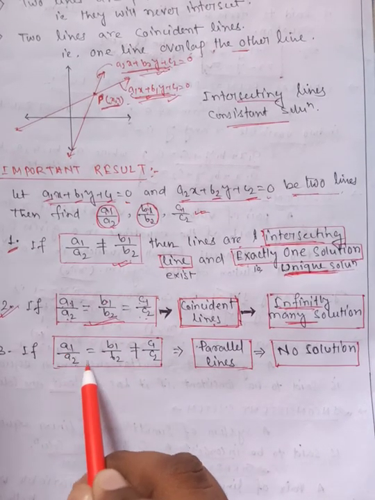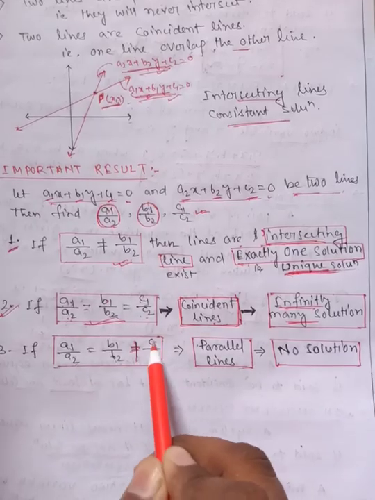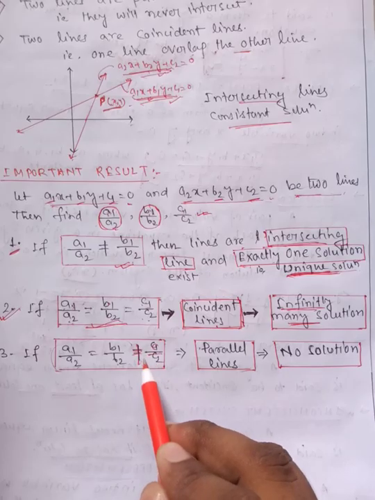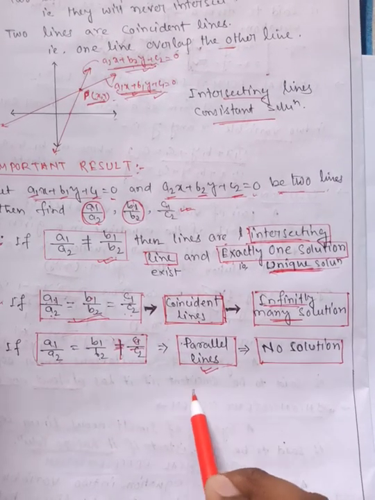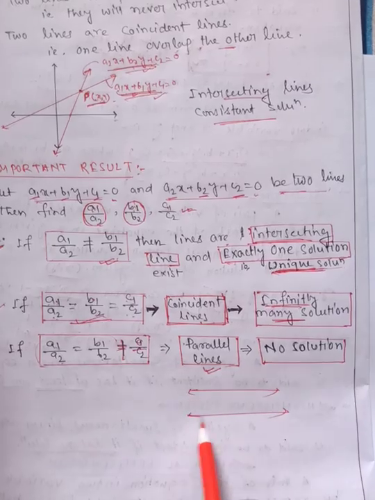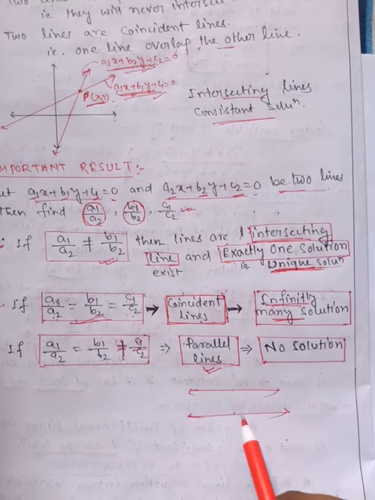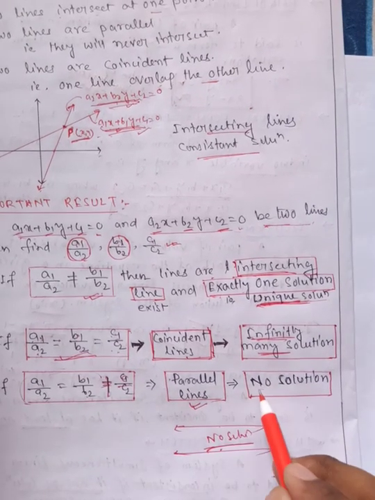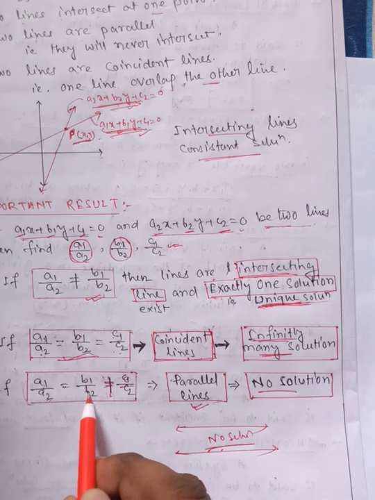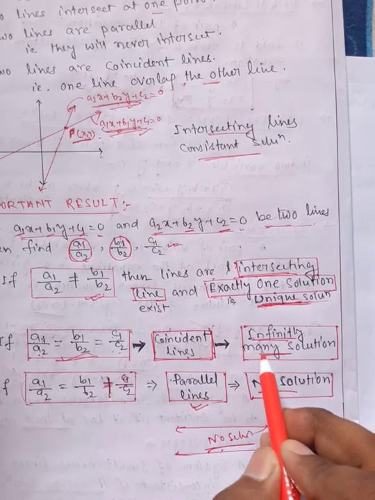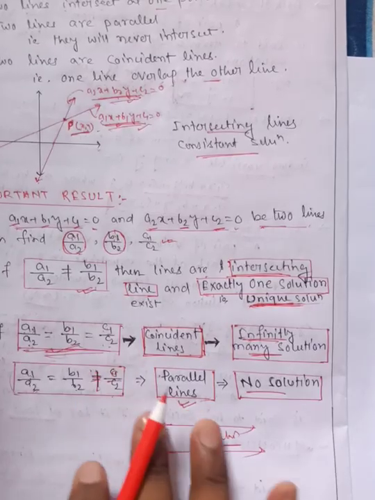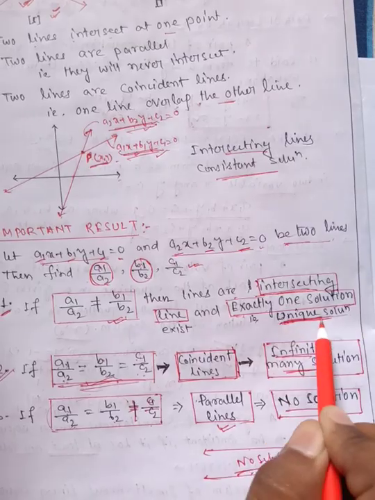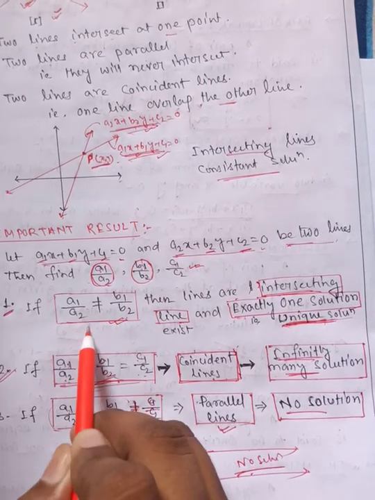Okay, and when a1 by a2 equals b1 by b2 but is not equal to c1 by c2, that means two ratios are equal but the third ratio is not equal, then those straight lines are parallel straight lines, so they never intersect each other, so it has no solution. So remember this result. For no solution, it is a1 by a2 equal to b1 by b2 not equal to c1 by c2. When we need infinitely many solutions, all three ratios should be equal, and when the lines are intersecting, that is one solution, a unique solution, then the first two ratios a1 by a2 are not equal to b1 by b2.